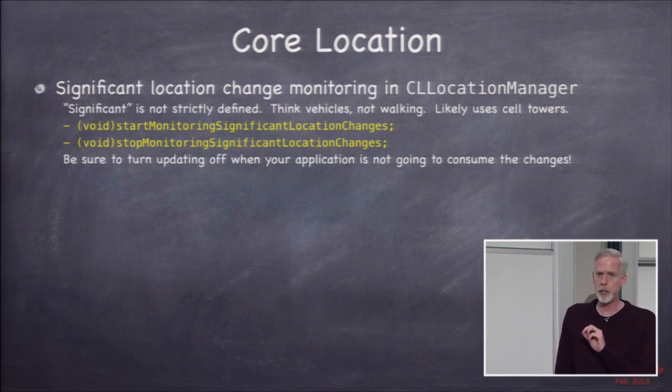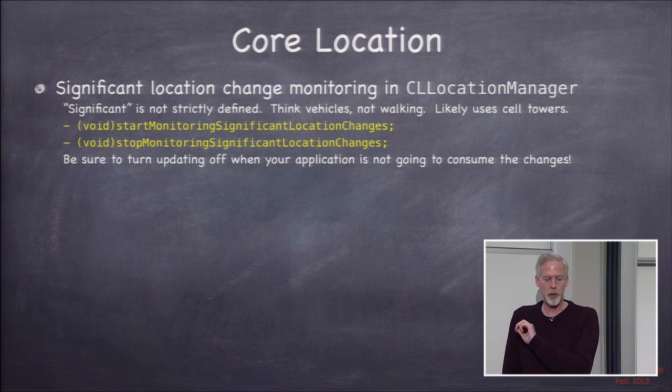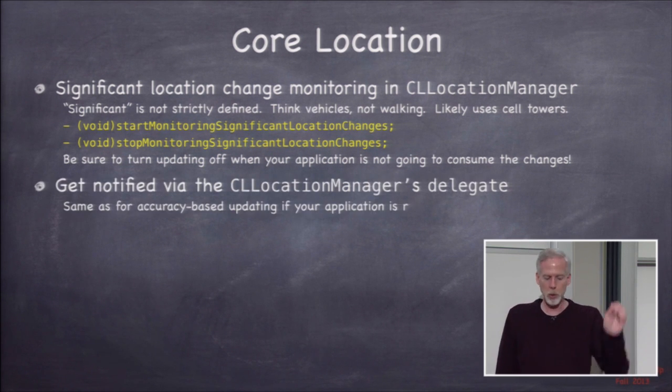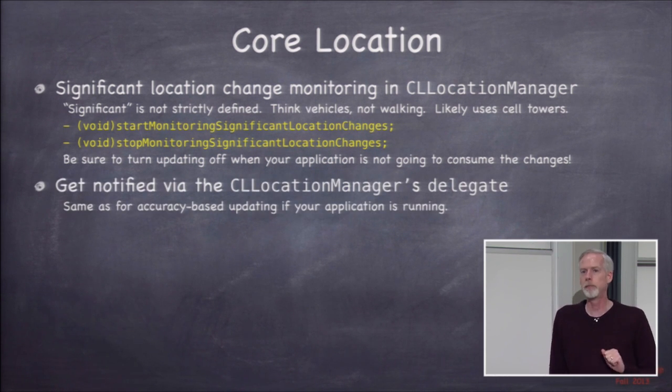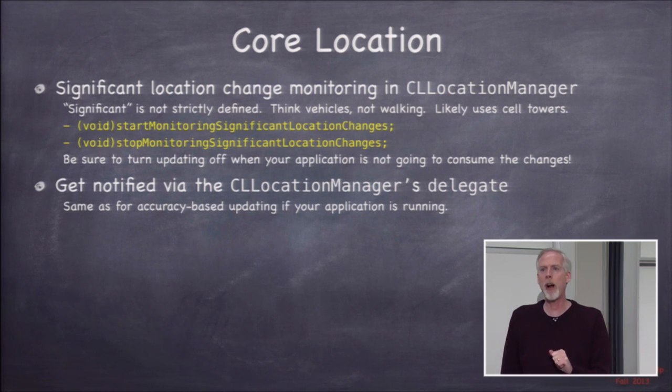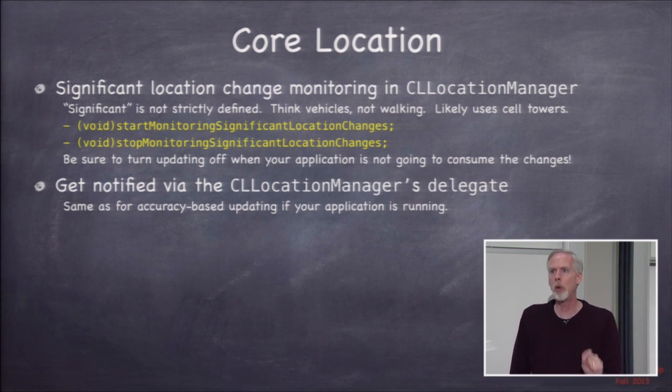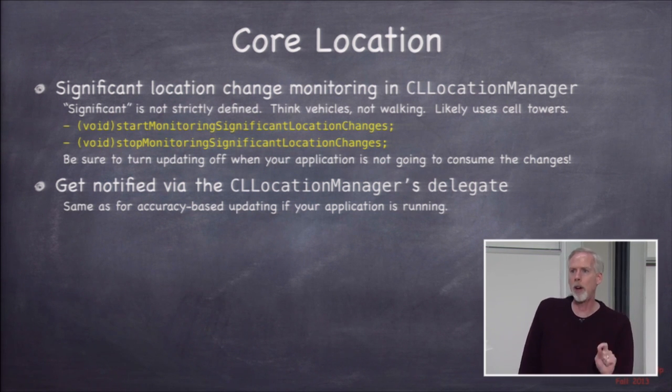You just get a CLLocationManager and you can say start monitoring significant location changes. And then when the user moves a significant amount of distance, you will get notified via your delegate. It's as simple as that. And this works even if you're in the background. Even if your application is not running, you will get launched to be told that the person moved to a new space. This is an awesome API.